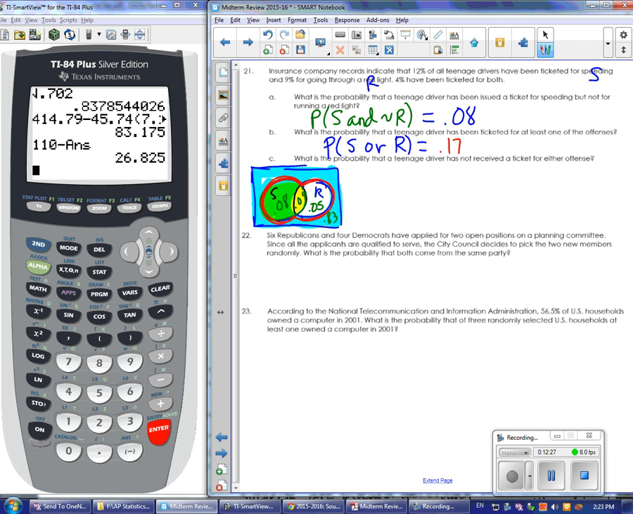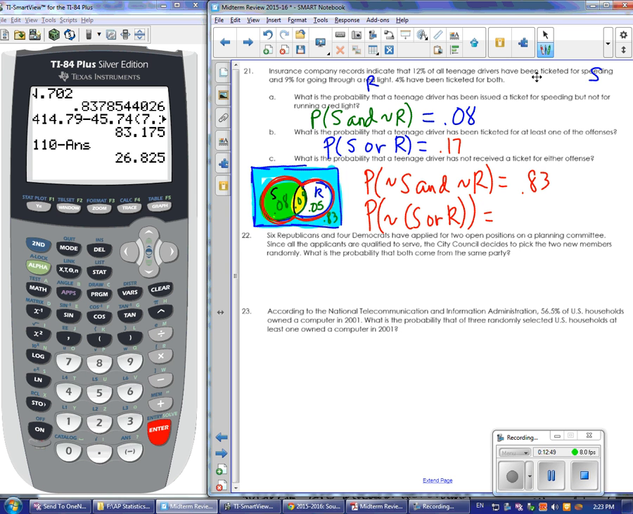And then in letter C, what's the probability that a teenager has not received a ticket for either offense? That would be the probability of not S and not R. You could also look at it as not (S or R). In either case, that's going to be your 83% on the outside.